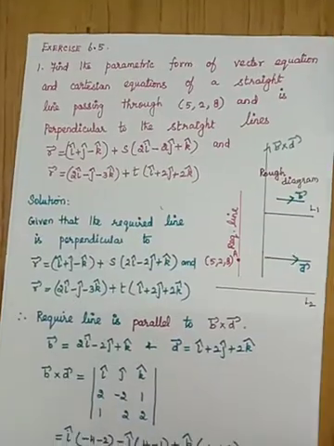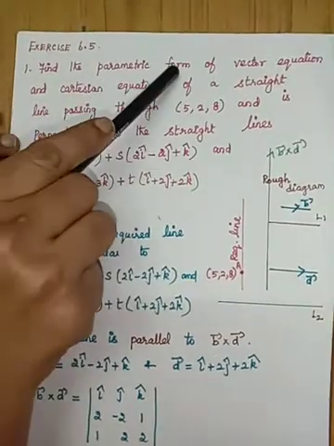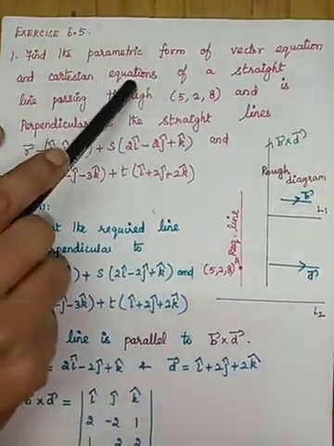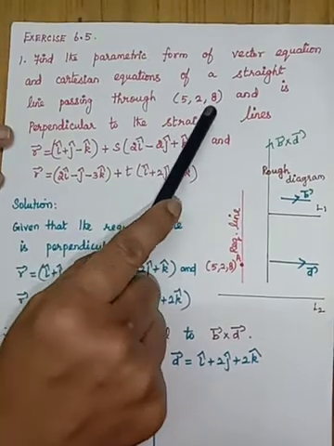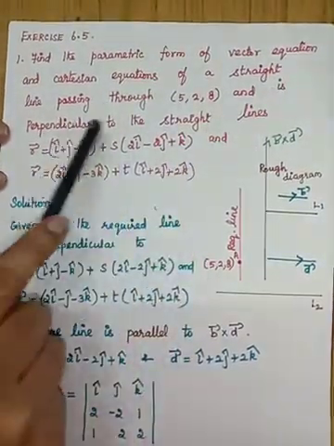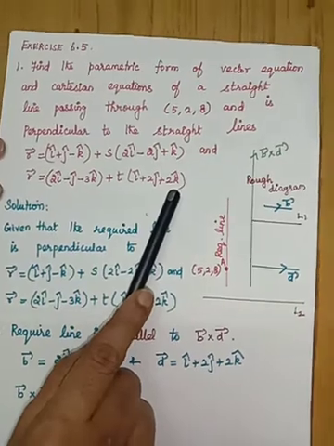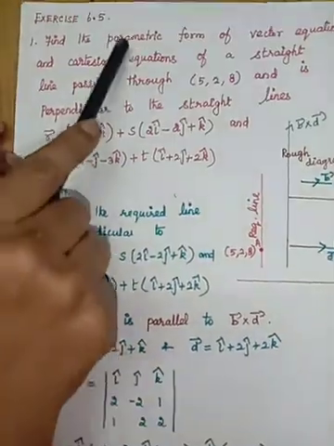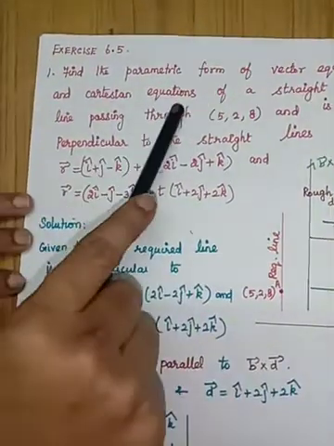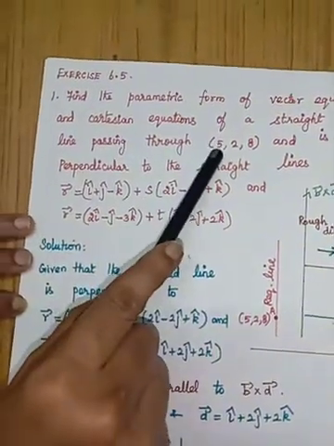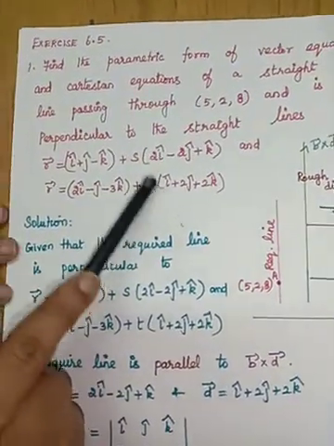Okay, so using this we are coming to the exercise 6.5 first problem. Find the parametric form of vector equation and Cartesian equations of a straight line passing through (5, 2, 8), and the straight line is perpendicular to the straight lines. Okay, one straight line and the second straight line are given. So see now here we are not going to find the shortest distance, but what is asked here? Parametric form of vector equation and Cartesian equation of the straight line passing through (5, 2, 8). And how is the straight line? It is perpendicular to another two given straight lines.